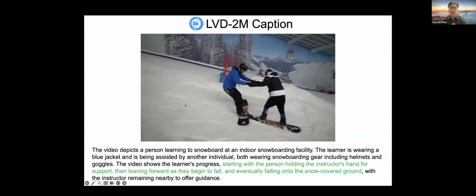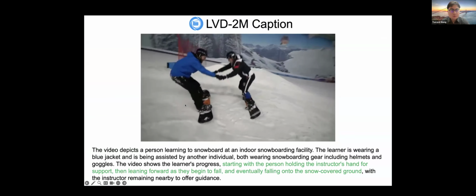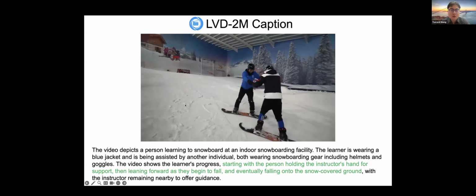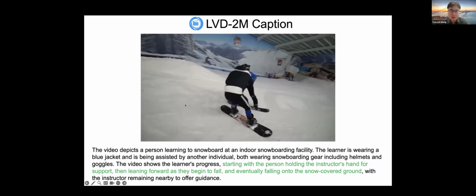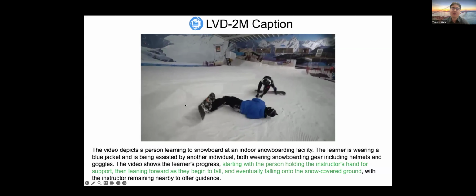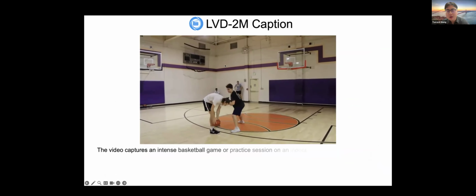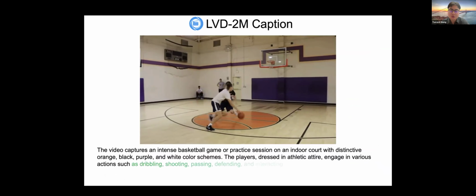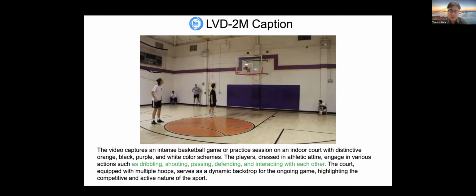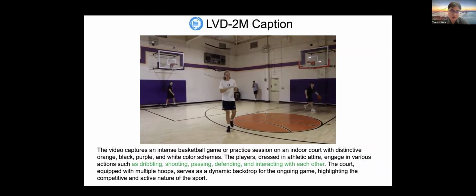Okay, let's watch it. As highlighted here, to start with, the person is holding the instructor's hand for support, and then leaning forward as they begin to fall, and eventually they fall onto the snow-covered ground. So this is the kind of caption we may want for training a long video generation model. And similarly, this video and its caption capture a complete play in a one-on-one basketball game, showing these four action sequences as highlighted here.